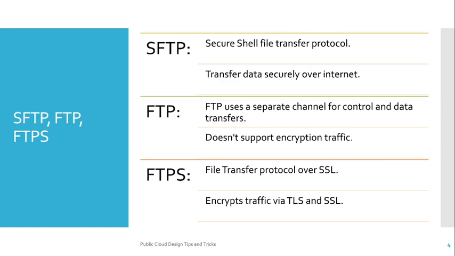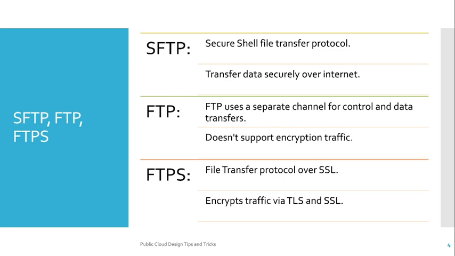SFTP is the Secure File Transfer Protocol, which is one of the networking protocols for file transfer. When you are using the SFTP protocol, it transfers data securely over the internet. So it uses the internet route and also makes sure the data is securely transferred. FTP, the File Transfer Protocol, uses a separate channel for control and data transfer. It doesn't have any encryption of traffic. That means during the traffic, encryption is not provided.